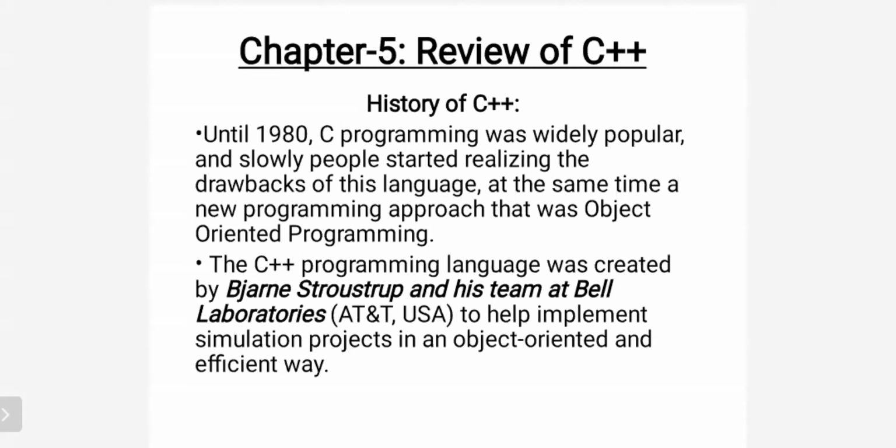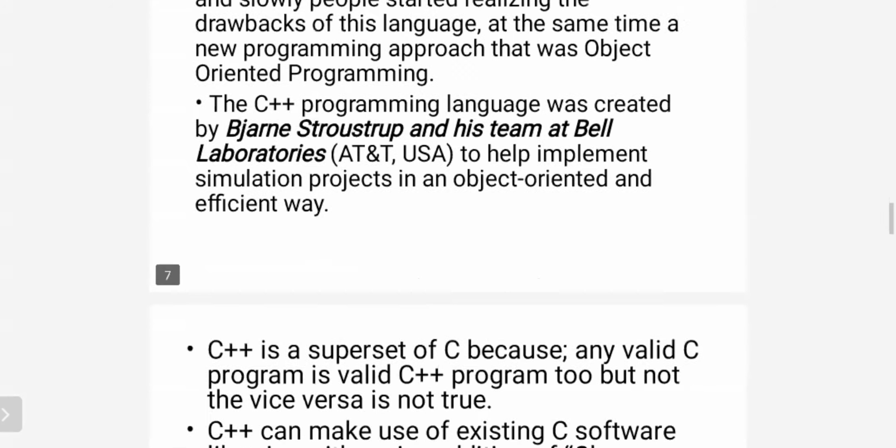So what is a simulation project? A simulation project has a number of modules. Each and every module can be implemented separately and tested separately. Then all the modules are combined. Finally, they do an integrated test, and then they get the result of the project. This type of simulation project can be implemented using the C++ language. C++ is an object-oriented programming language, so it can work more efficiently.